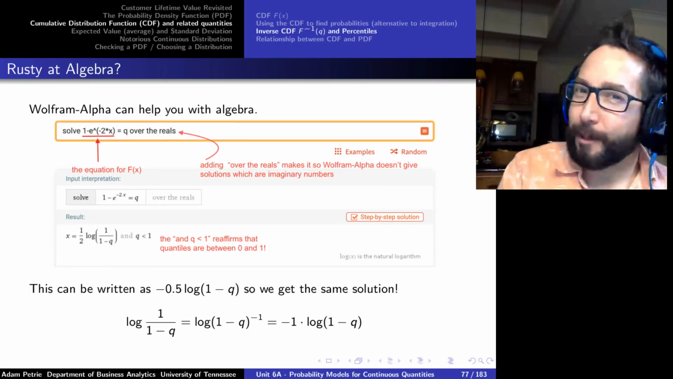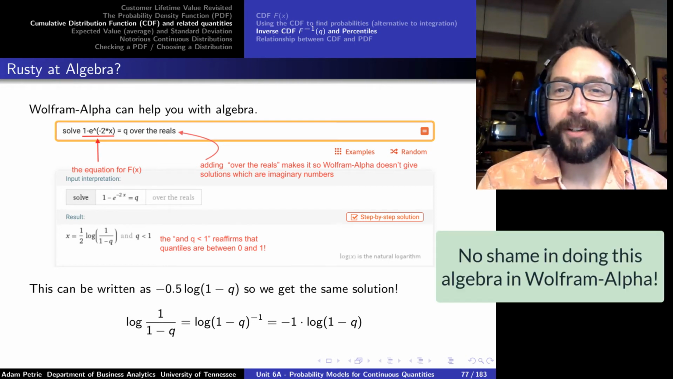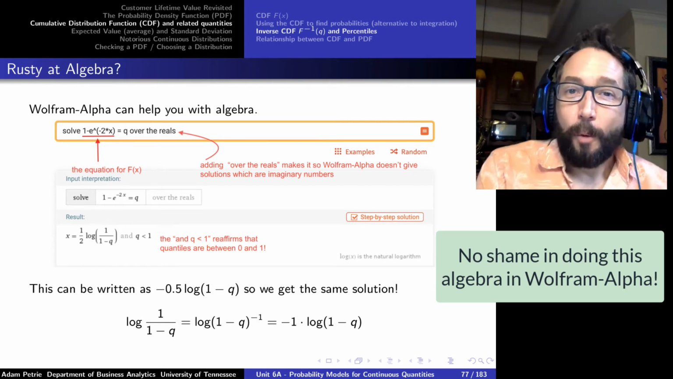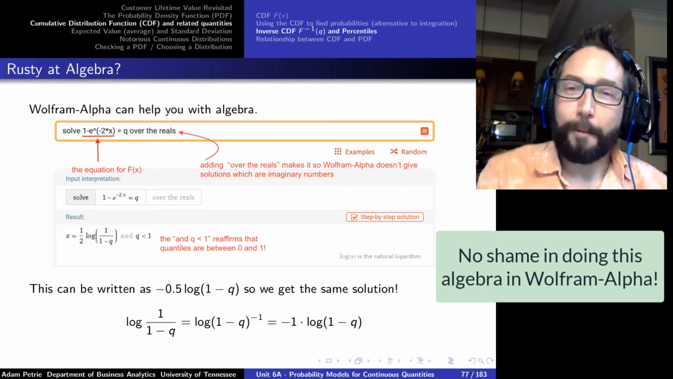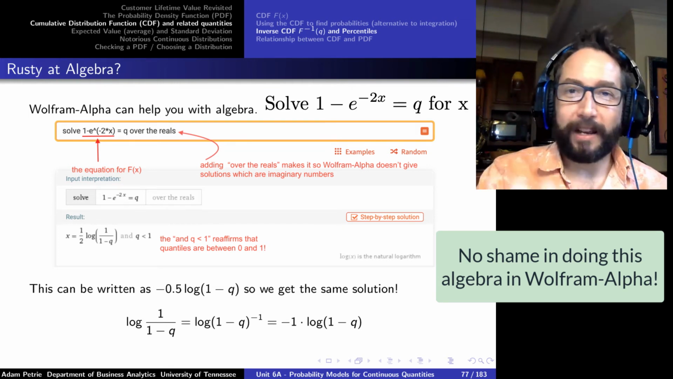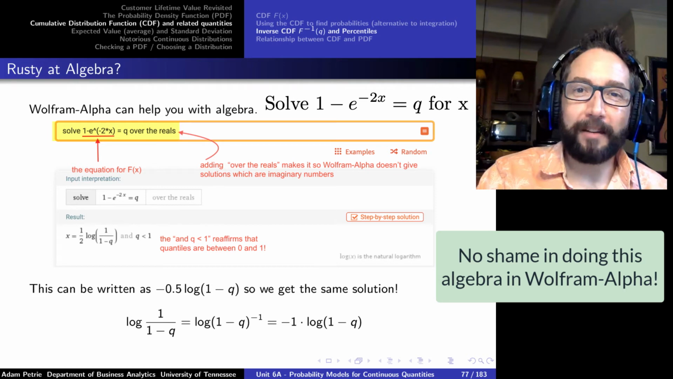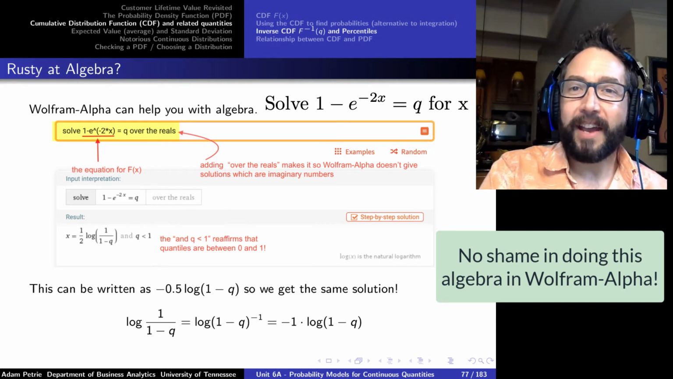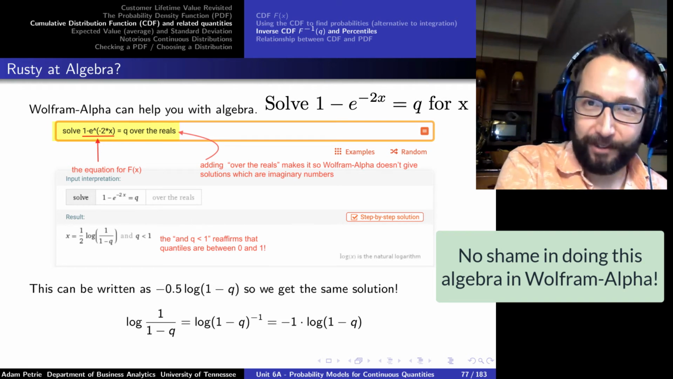Now, you might be a little bit rusty when it comes to doing your algebra skills, and that's fine, because Wolfram Alpha still has you covered. Wolfram Alpha has a great engine for doing algebra. What we can do is simply say, all right, Wolfram Alpha, solve this equation. So solve, transcribe your equation for capital F in terms of x, put an equal sign, put a q, and then add in over the reals.